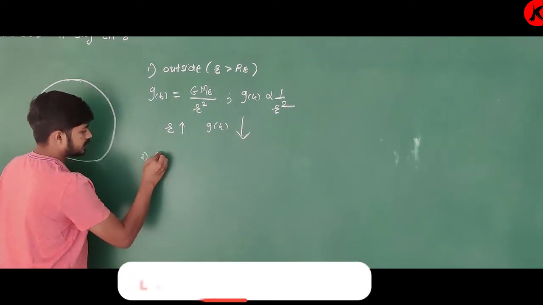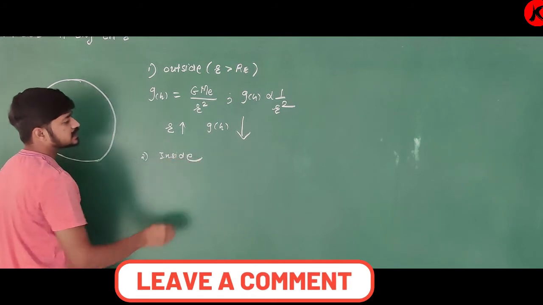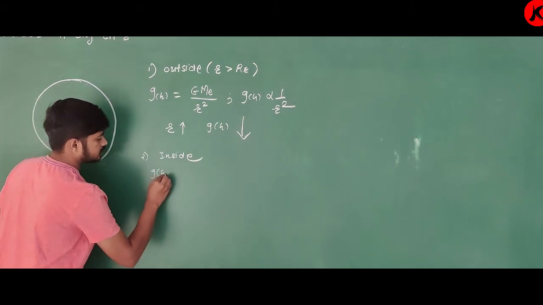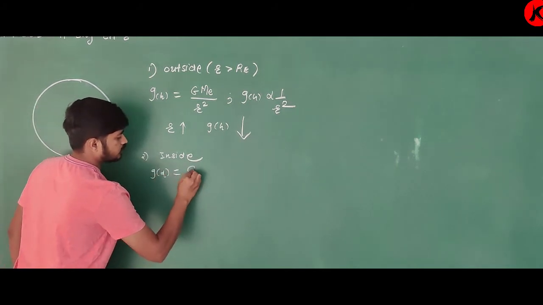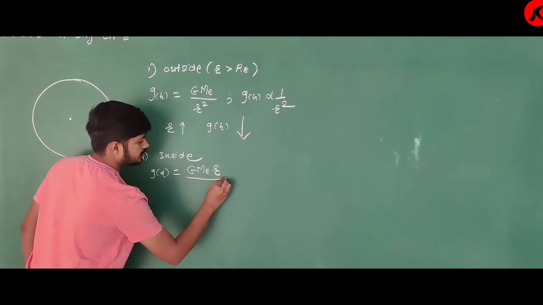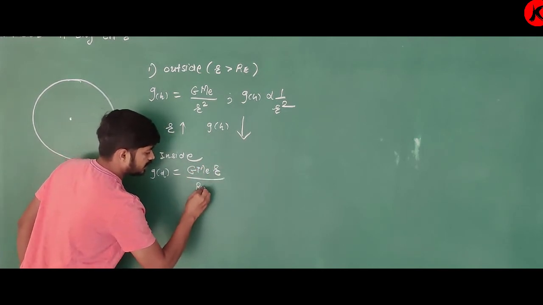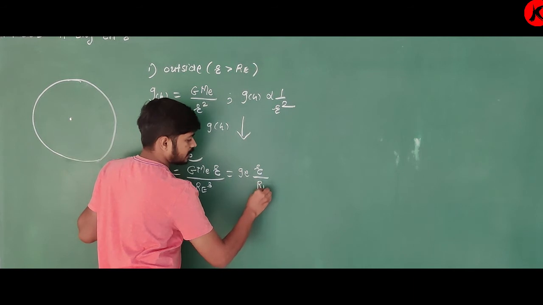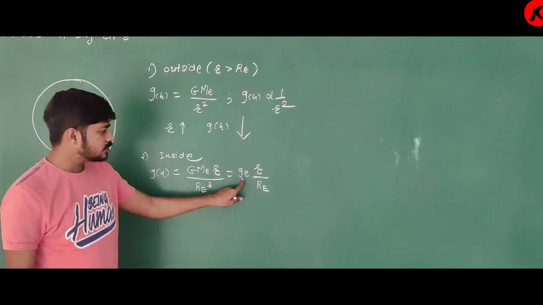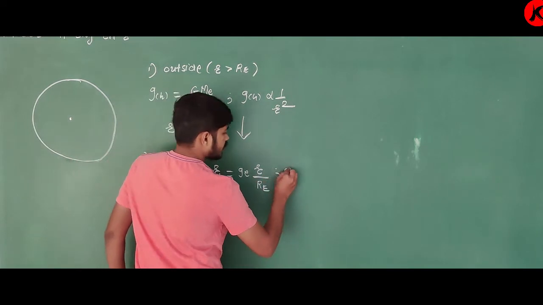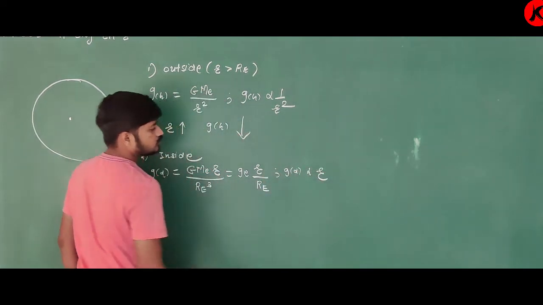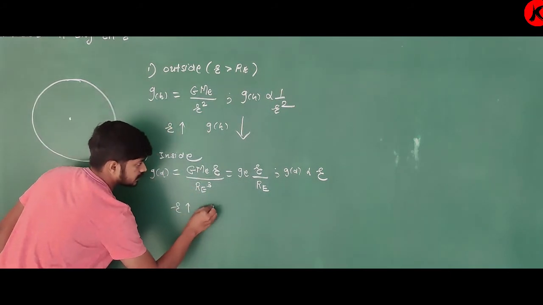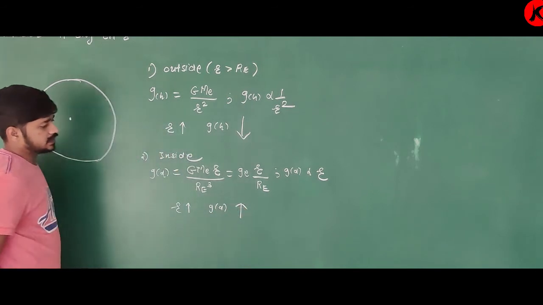Second, inside. In case of inside, what is GD? We have proved it is GD = GME r/RE³, or you can write it as GE r/RE. GE is constant, RE is constant. So here we can write one relation, that GD is proportional to r. So as distance from center increases, gravitational acceleration increases.